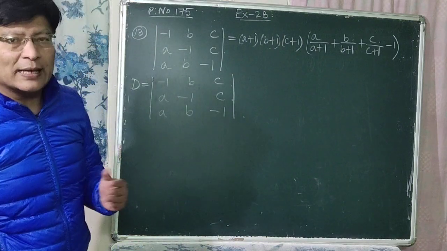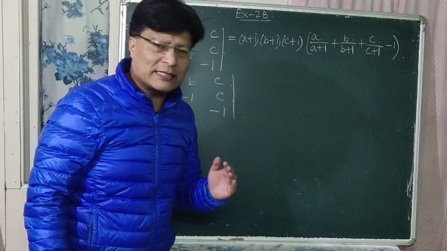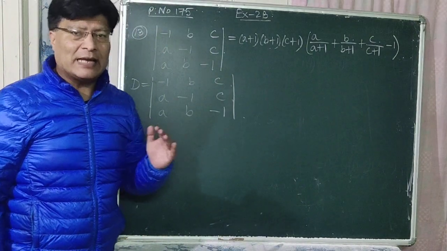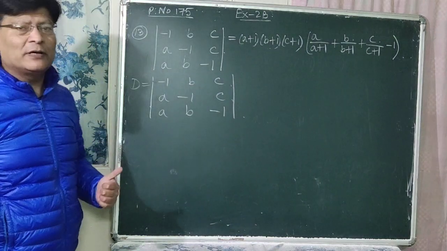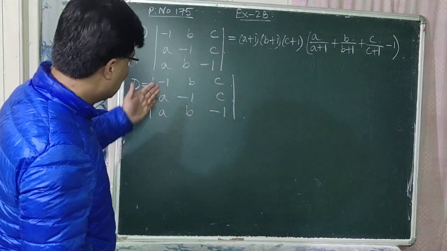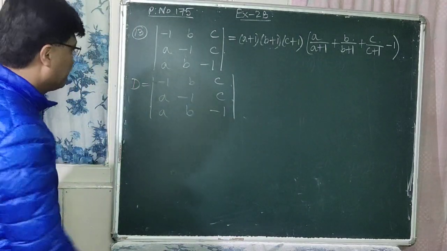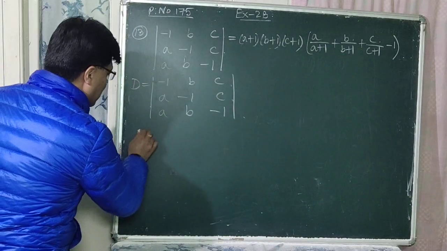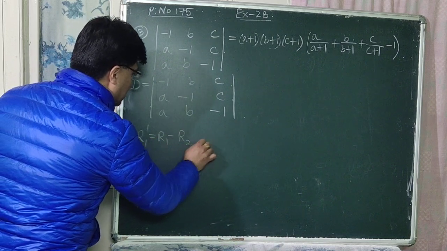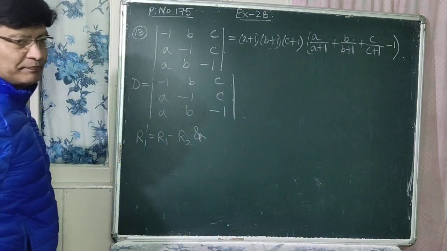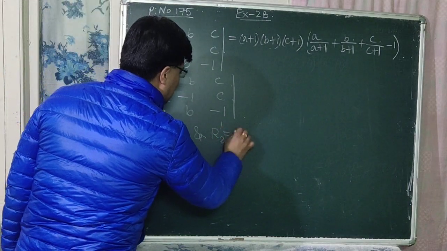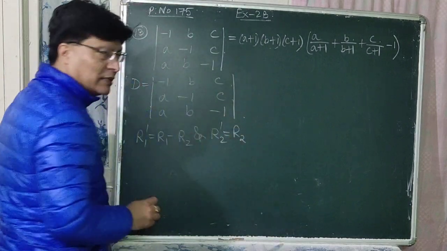So I told you in the last online class that at a time maximum 2 properties can be used in case of third order determinant. Okay, so now let's do it. So which is the property here? R1 dash is equal to R1 minus R2. And what is the next one? R2 dash is equal to R2.